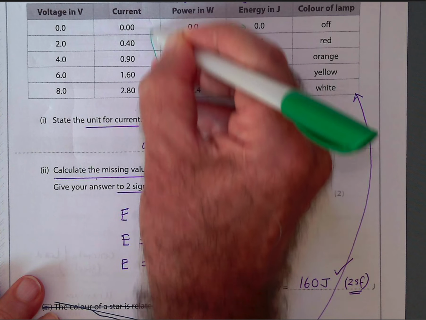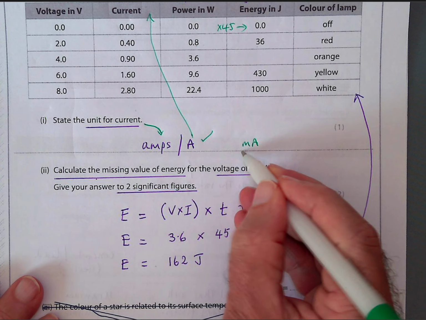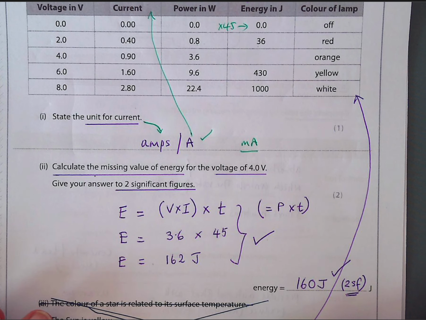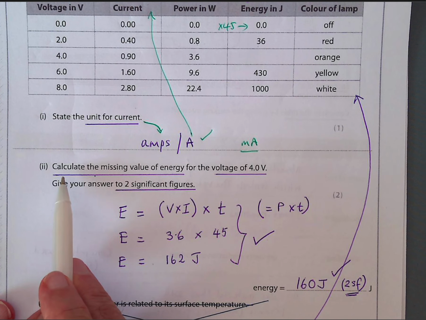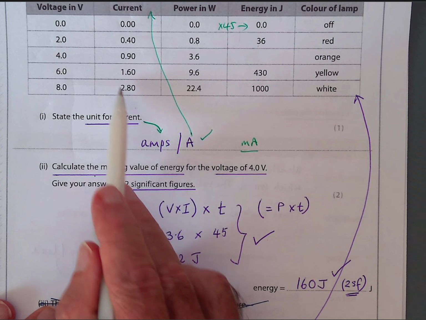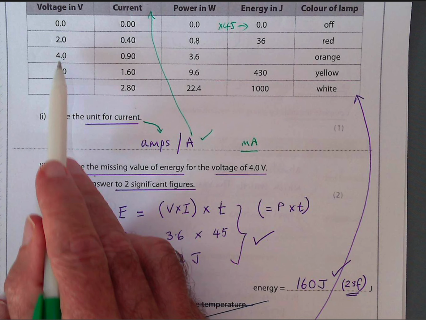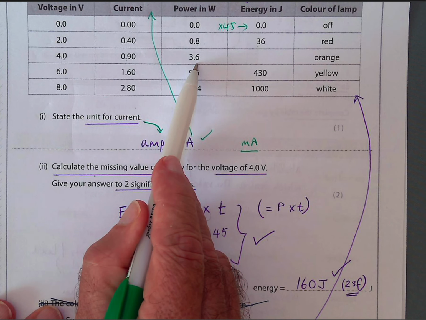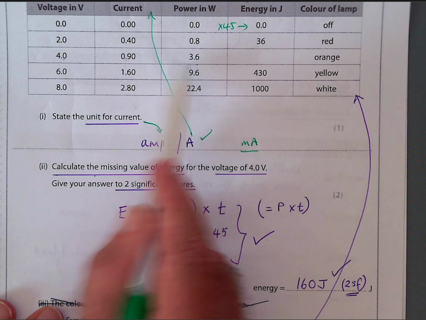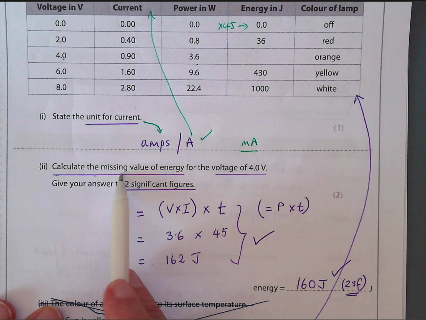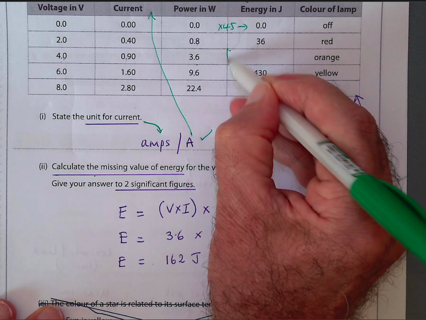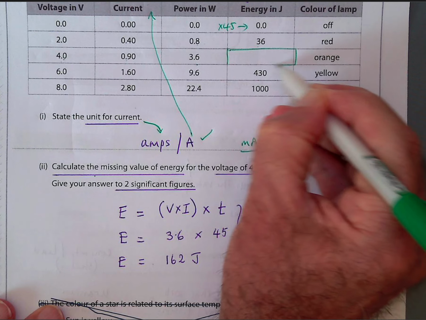Okay, so they haven't given us the unit because they want you to put the units in. So the current should be amps, but it could be milliamps, as they haven't stated it. But by calculation, we know that's amps because when you multiply the voltage by the current, 4 times 0.9, it gives you 3.6. So that's how you get the power, voltage times current. Calculate the missing energy value. So they want you to work out what number should go in there.